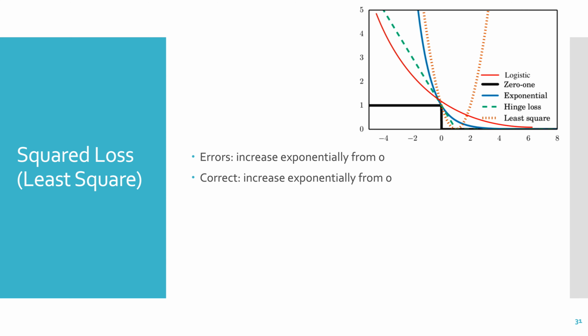The squared loss, which is sometimes referred to as the least square. Errors increase exponentially from 0, when y equals y hat is the only time the loss is 0. Correct predictions increase exponentially from 0. Overly correct predictions are treated just like incorrect predictions. This loss function is interested in exact prediction. More often, this is used for regression problems than classification problems.